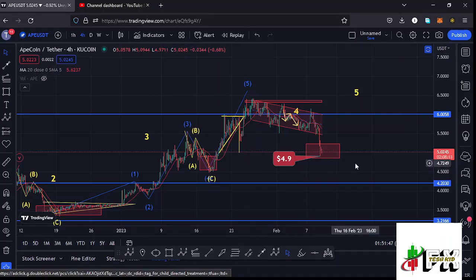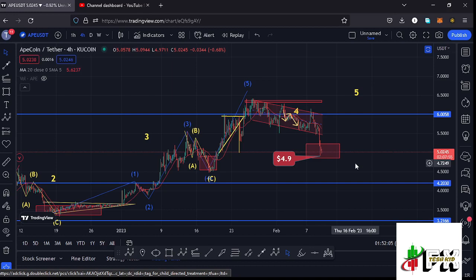Welcome back to TechKidFX for another Apecoin price prediction update. In this video I'll be giving you the latest developments that have been happening here on the Apecoin chart, which at the time of this recording has continued to hold below the key area of resistance at around the $6 mark.